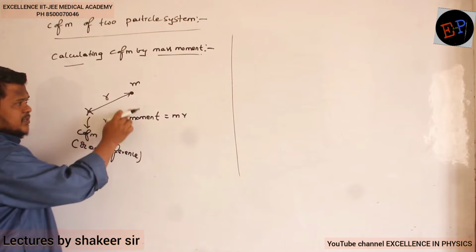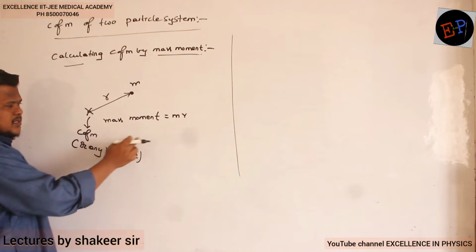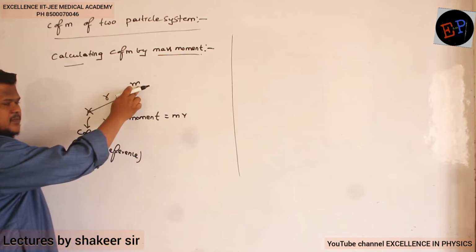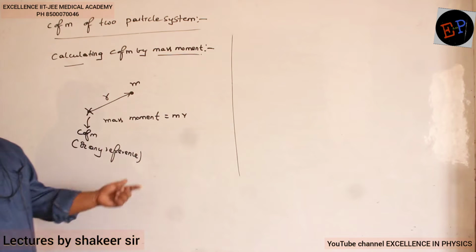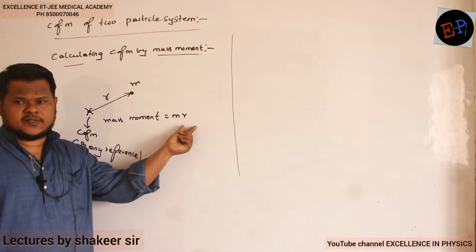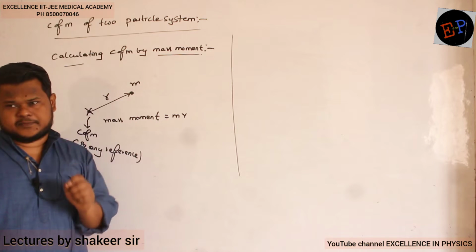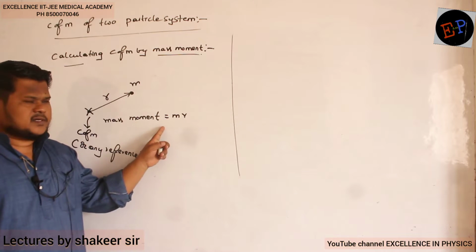Understood, no? So from this reference, a body of mass m is present at a distance of r. Then what is the mass moment of that particular mass from the reference? Mass moment is the product of the mass of the body and the distance of that mass from the reference. Product of mass and distance from the reference is called mass moment.